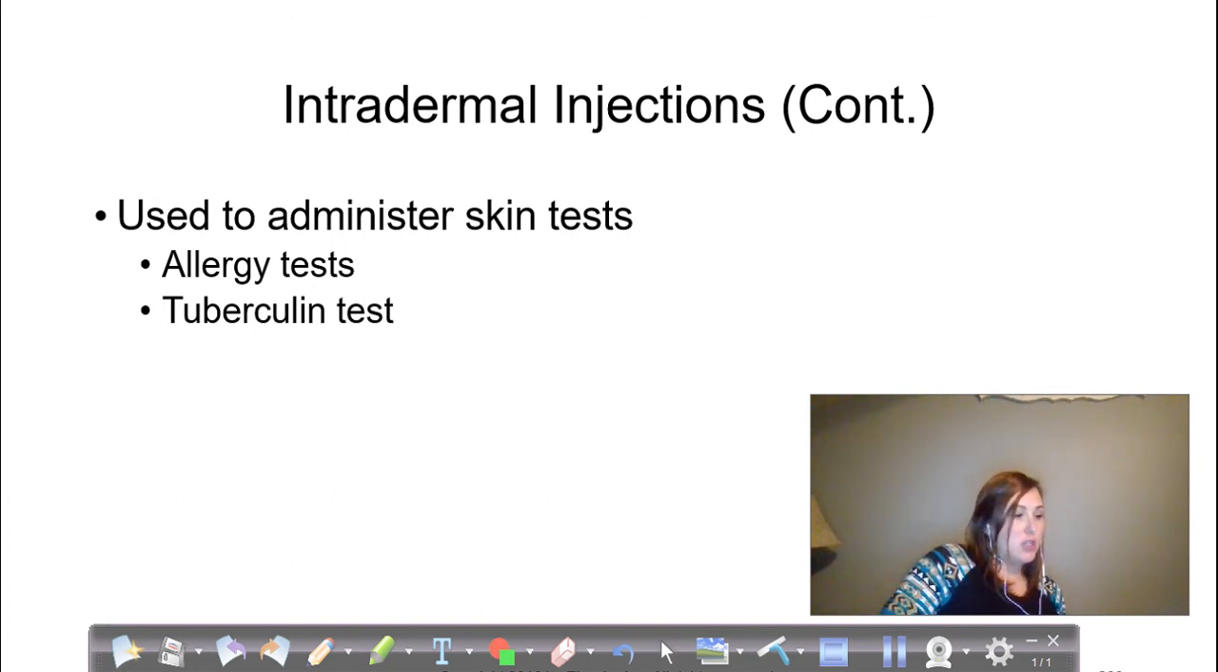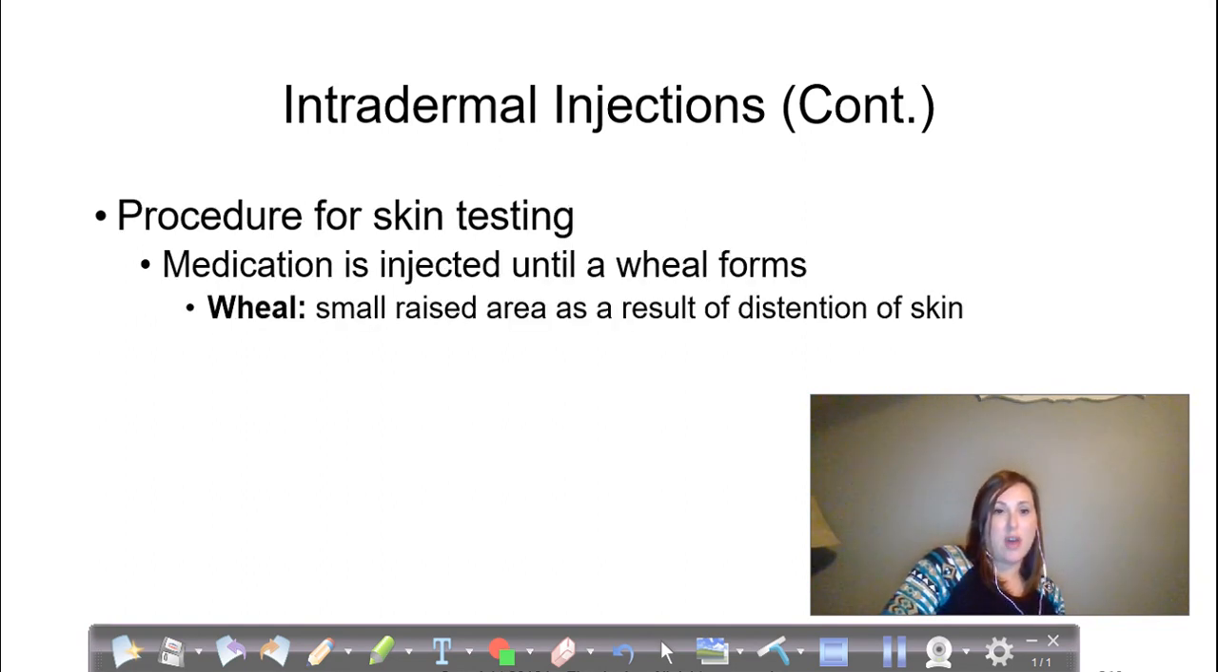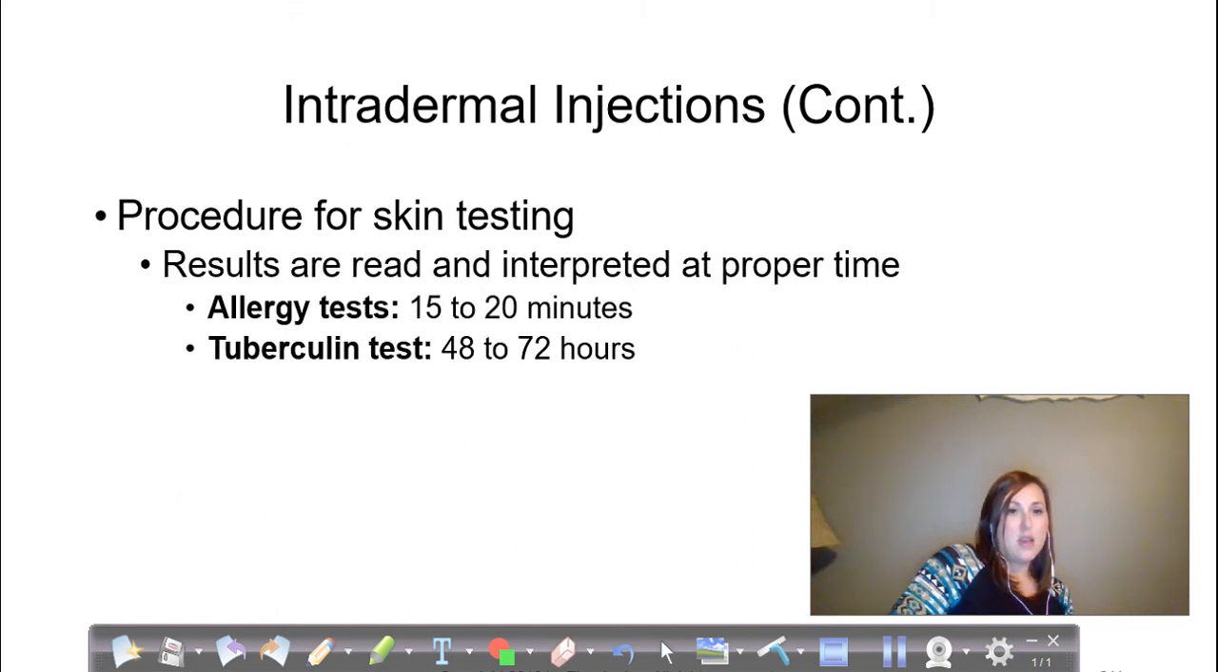Intradermal injections are used for allergy tests and TB tests like you got before you started class. The medication is injected and a wheal is formed. A wheal is a small raised area that results as a distension of the skin from the fluid that's been injected. If you have an allergy test, you're going to read and interpret it in about 15 to 20 minutes. If you have a TB test, it's going to be 48 to 72 hours, or 2 to 3 days.